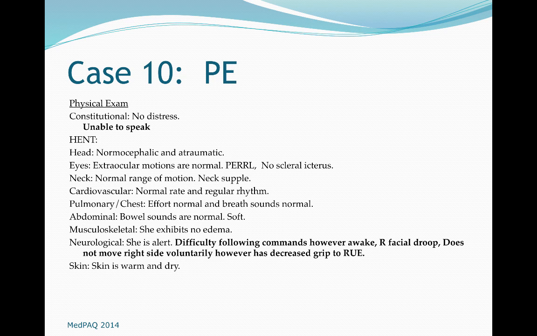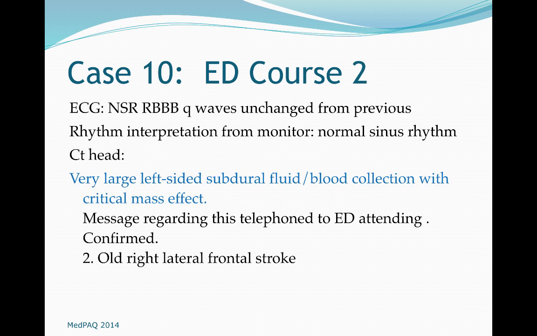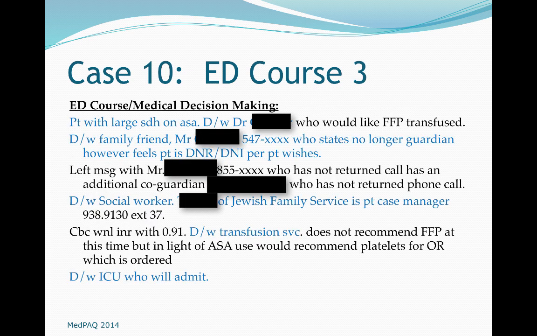So there's a physical exam that talks about being unable to speak and the neurologic changes. Sounds very much like a stroke. Sure. And now we've got the assessment and differential diagnosis. So we've got acutely ill, we've got a differential that's broad. Pretty good differential. Exactly. And this is what they're going to do. So there's now documentation of what happens, and there's a big left-sided subdural blood collection with critical mass effect. So we keep going through the course, and we get to the medical decision.